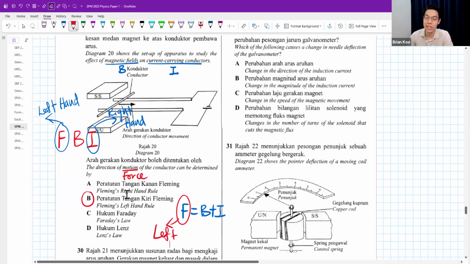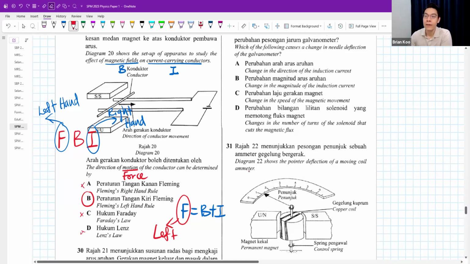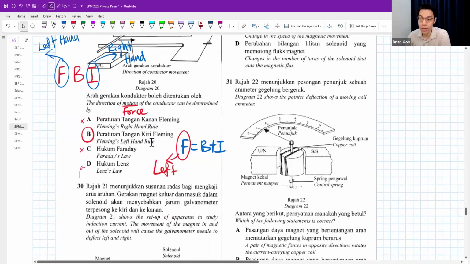Faraday and Lenz's law are part of what you learn together with Fleming's right hand rule, part of electromagnetic induction. So definitely not A, C and D. Okay. Question 30.